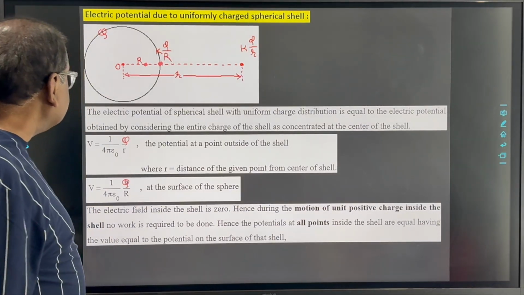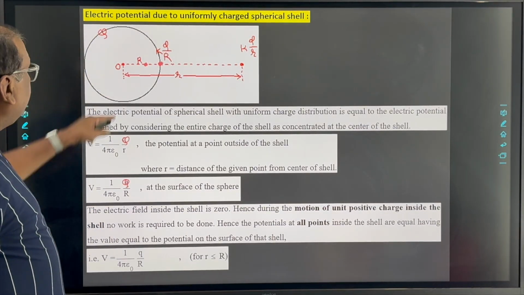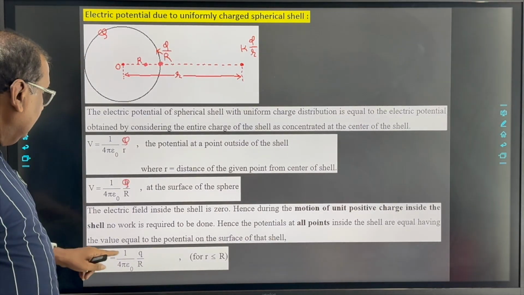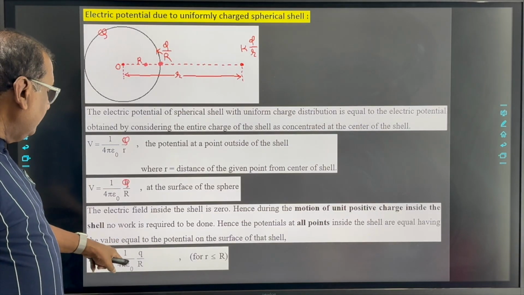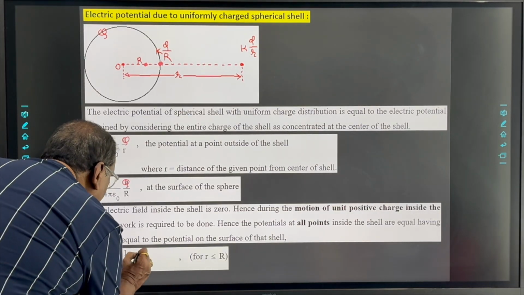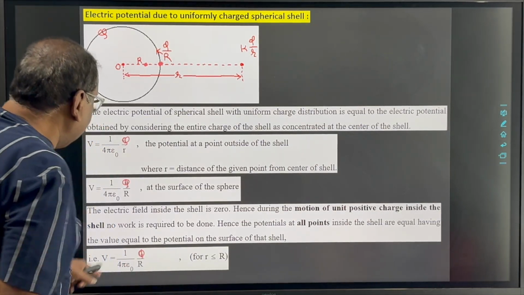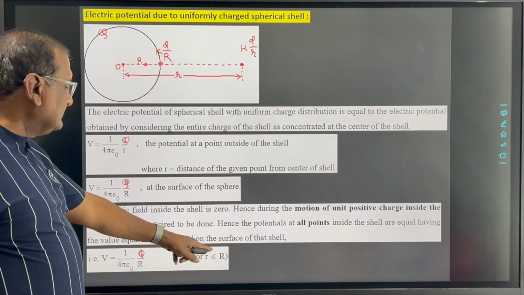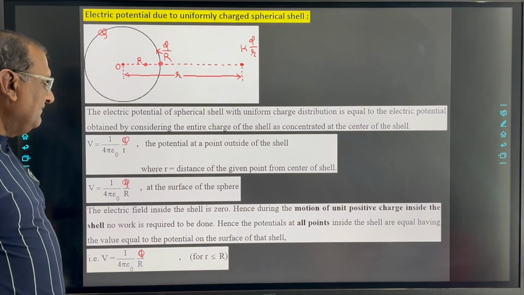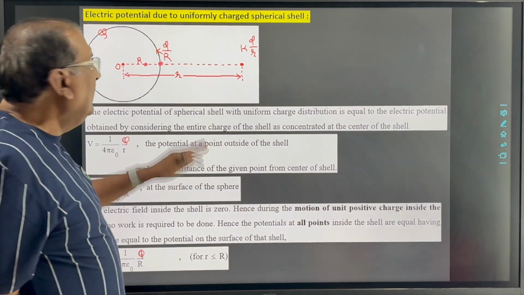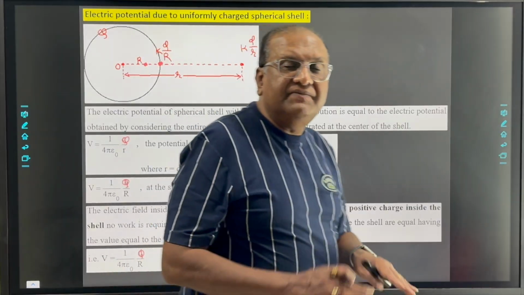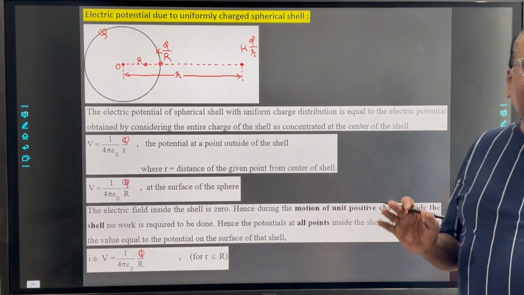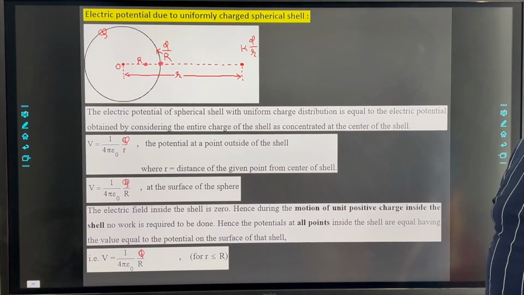So we can say the electric potential at any point inside the spherical shell will be 1 upon 4 pi epsilon 0 Q by R, or we can write KQ by R, for r less than or equal to capital R. So inside the cell, at each and every point, the potential is constant, and that is KQ by R. Clear to all of you?